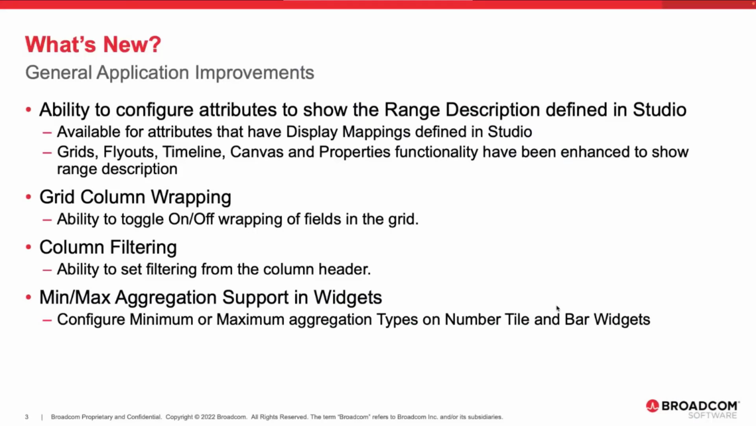We also added the ability to do grid column wrapping. We added a toggle as part of the view options, and you can toggle it on and off at a per grid level. We also added the capability of doing column filtering. So within the column header, you're able to set the filter for a particular attribute. And last but not least, we added the ability to define minimum and maximum aggregation support within widgets.